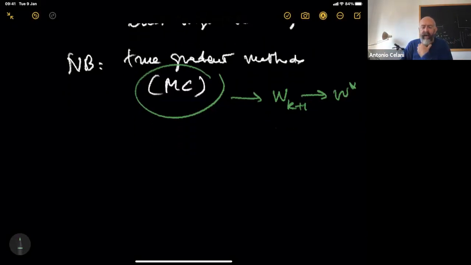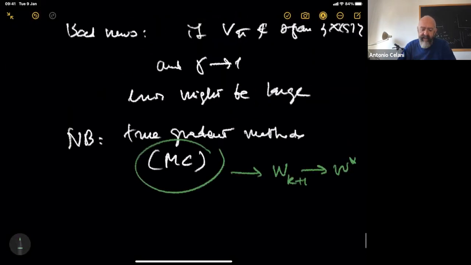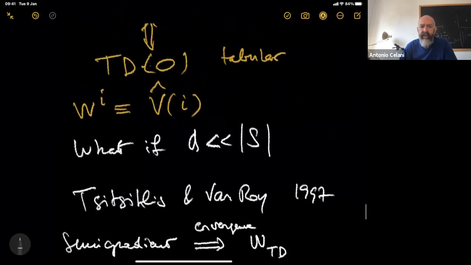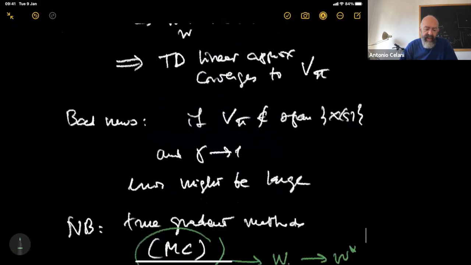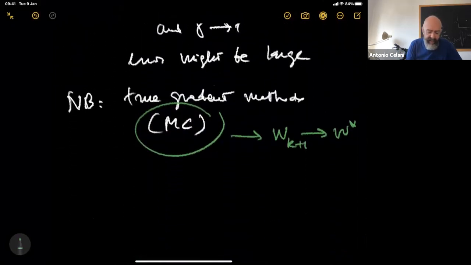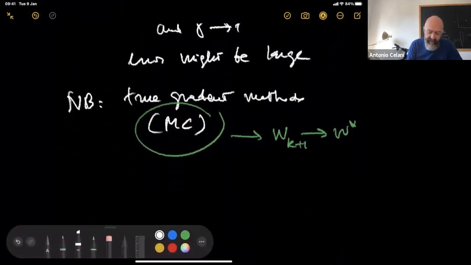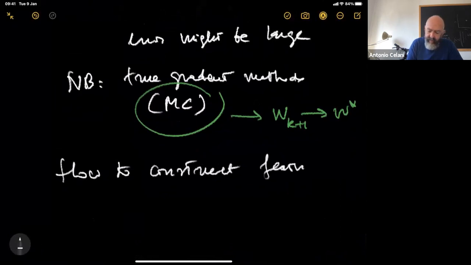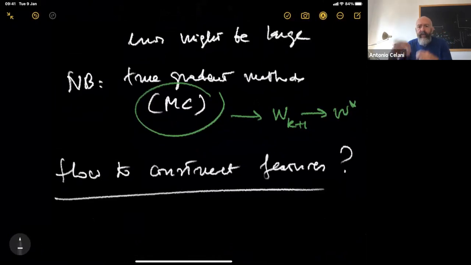Okay, so we basically have seen that this linear framework is more or less under control. Of course, the big question here is, but how to construct features? So how do you choose the set of features that are best for your system?